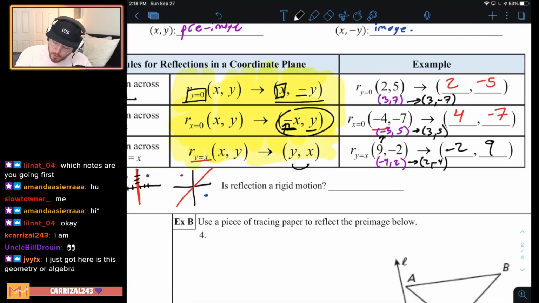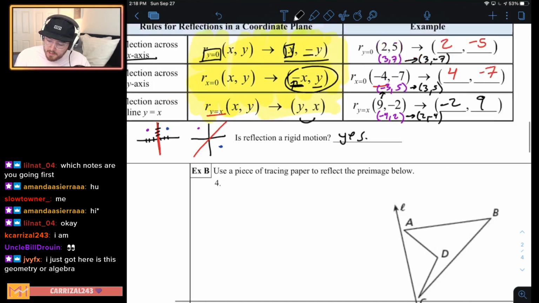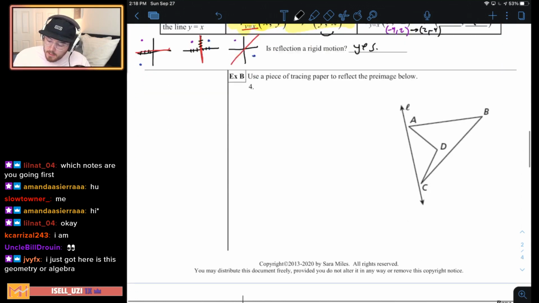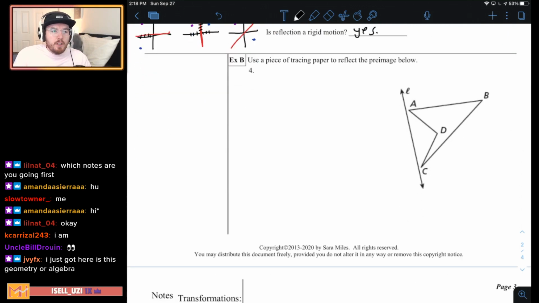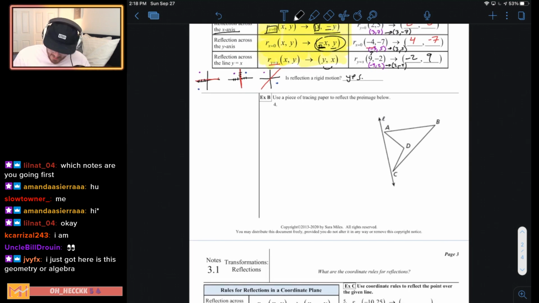Is reflection a rigid motion? Yes, of course. I already discussed that. If we were in a physical classroom, I'd give you some tracing paper and we'd physically do this, okay? But that's not where we are, so we're skipping this.